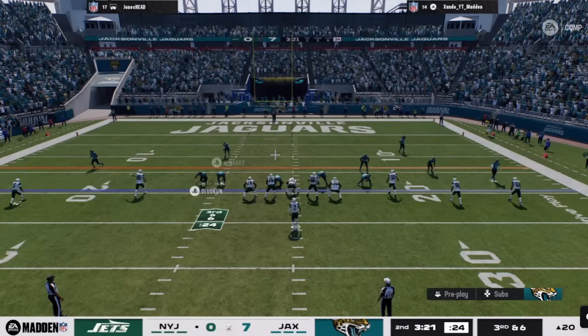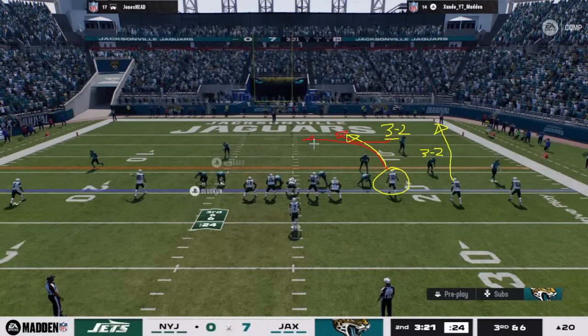On this side, safety is reading 3 to 2, and the nickel is reading 3 to 2. They're both reading this player. And if this receiver runs a vertical route, let's say we get a route combination like this, the safety is going to take that route man-to-man because it's a vertical route.